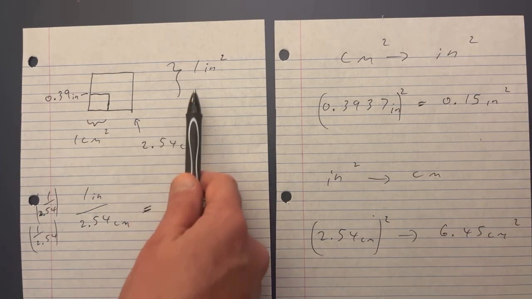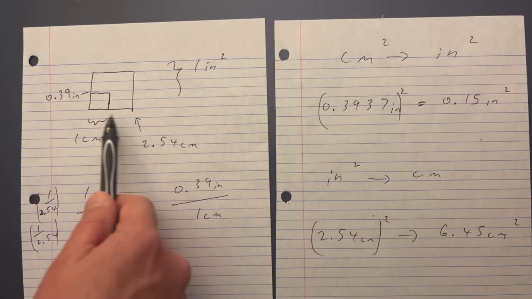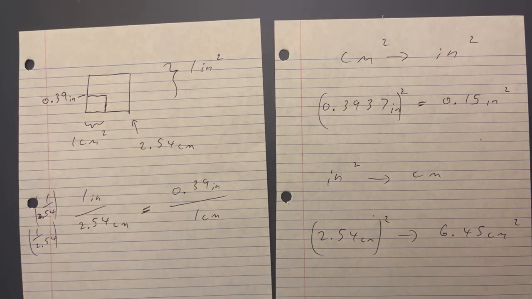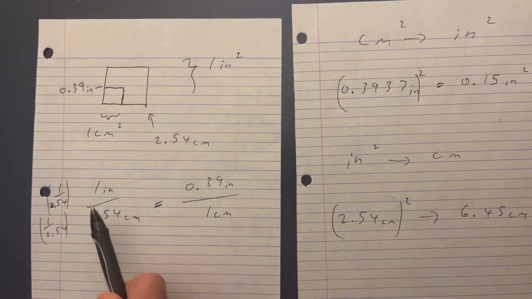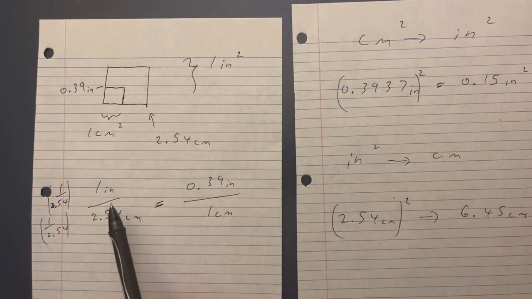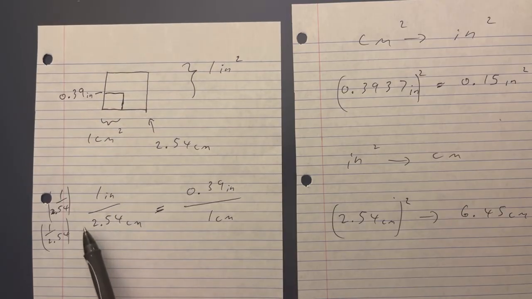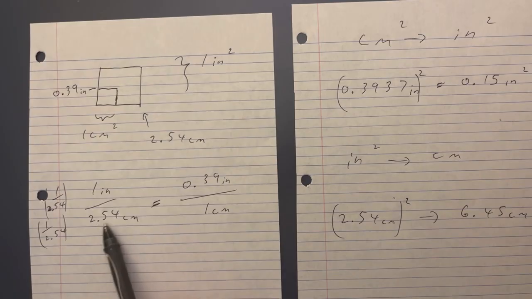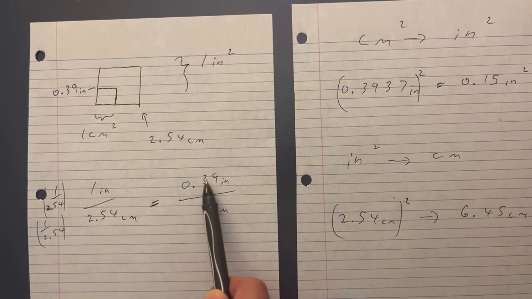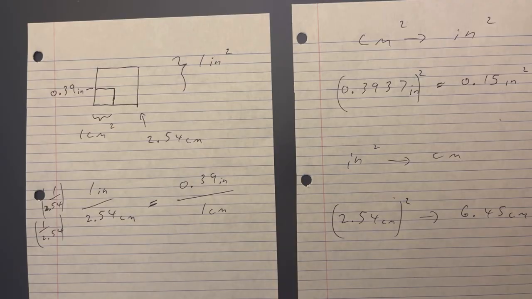So 1 inch going across right here is 2.54 centimeters from here to there. You can do a ratio here, 1 inch per 2.54 centimeters. With a fraction, do whatever you want to the denominator or numerator. Just do the same to both. Let's divide both sides by 2.54. So we just end up with the inverse. We end up with 0.39 inches per 1 centimeter.